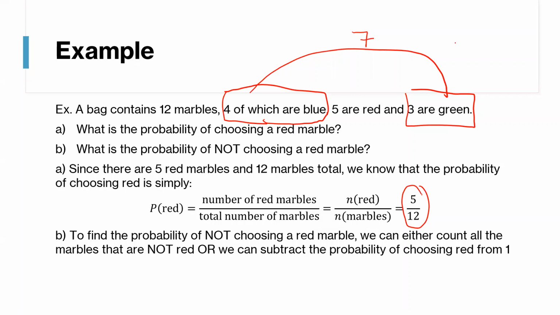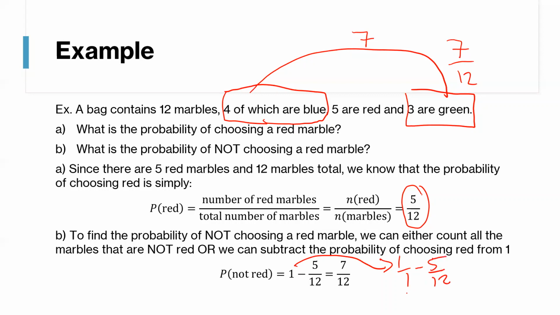So we know that the probability of not choosing a red, we already said this is 7 out of 12, because there's 7 that are not red out of the possible 12. Or we can simply subtract 5 out of 12 from 1. I didn't show the work here, but if you just need a little recap of fractions, let me know. I can write this as 1 over 1 minus 5 over 12. You find a common denominator, which is 12 over 12 minus 5 over 12, and obviously 12 minus 5 over 12 is 7 over 12. So that's my final answer there.